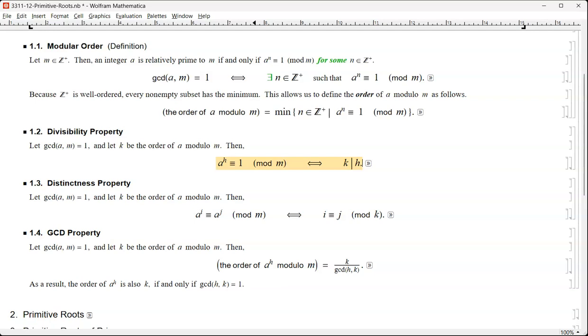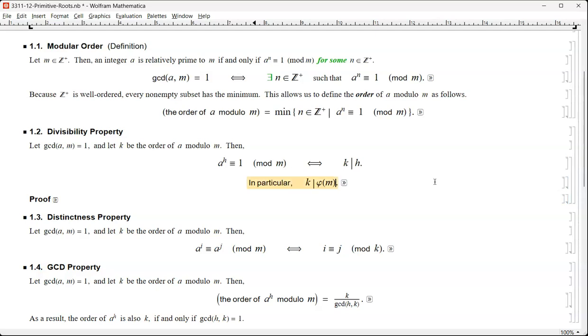Let's come back to this divisibility property and let's prove it. k is the order of a mod m. Then a to the h power is congruent to 1 mod m if and only if k divides h.